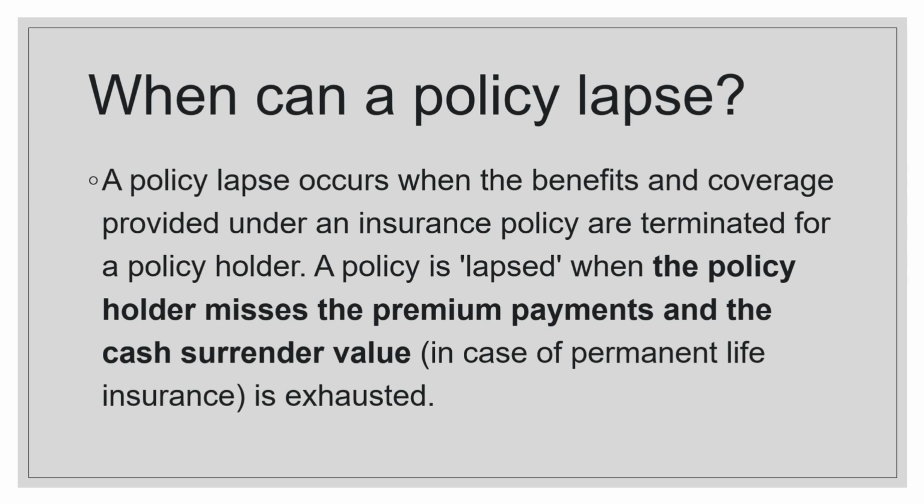When can a policy lapse? A policy lapse occurs when the benefits and coverage provided under an insurance policy are terminated for a policyholder. A policy is lapsed when the policyholder misses the premium payments and the cash surrender value in case of permanent life insurance is exhausted.